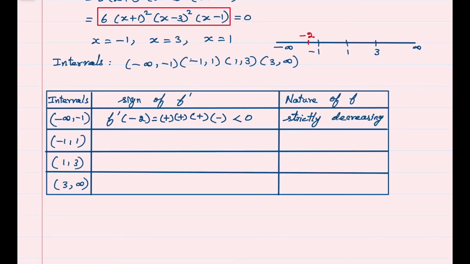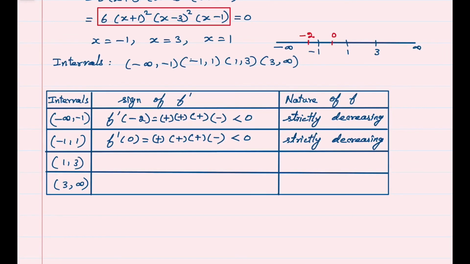Now, for the second interval, we will take 0 for checking. f dash of 0. 6 is positive. Next two terms are having whole square. They are also positive. 0 minus 1 is negative. This is also less than 0. Therefore, f strictly decreases in this interval.